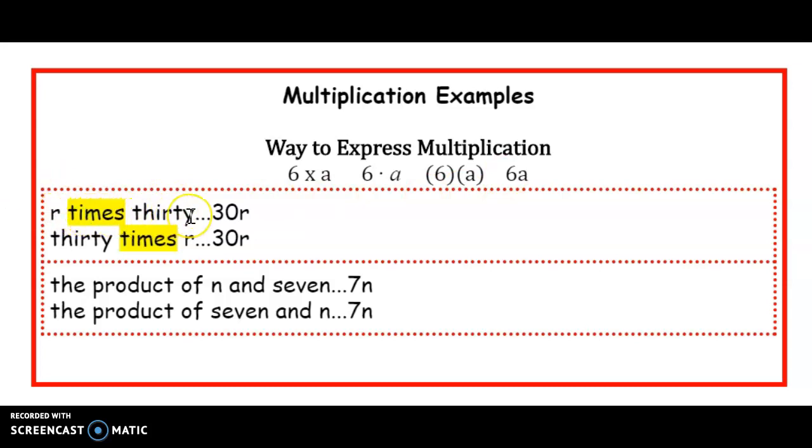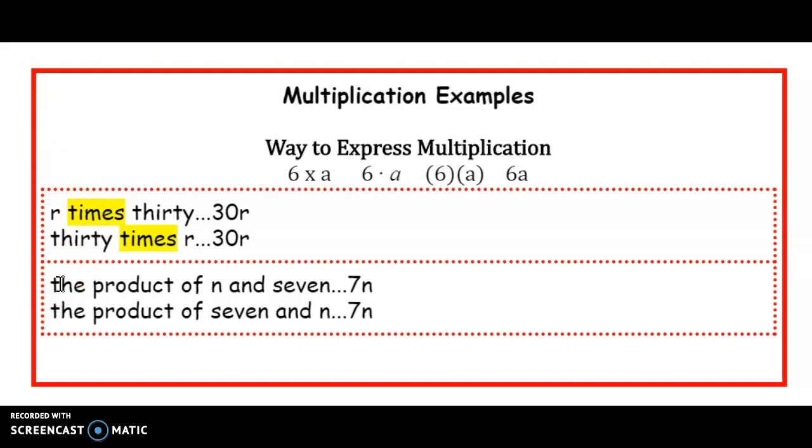R times 30. We know that times means to multiply, and when we choose to do things algebraically, we write it 30R because we know that when we have a variable and a numeral next to each other, that means to multiply. We see that quite a bit. 30 times R becomes 30R. Remember, when we are expressing multiplication, the words and the position of the words do not matter like they did in addition and subtraction. The numeral always comes before the variable.